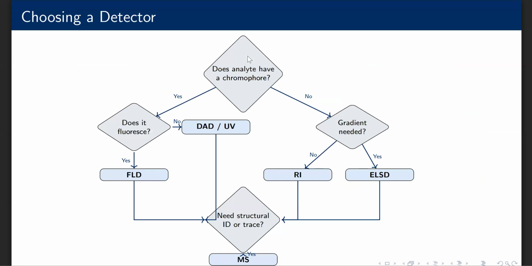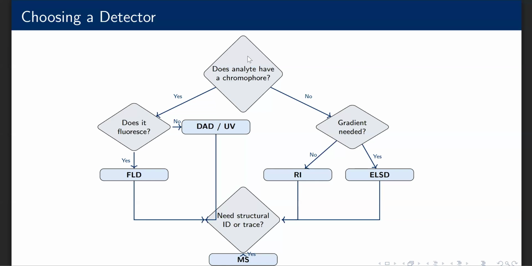So how do I choose a detector? This decision tree guides detector selection. We start at the top. We ask, does the analyte absorb UV or visible light? If yes, we go left and ask whether it also fluoresces. If it fluoresces, choose FLD for maximum sensitivity. If not, choose DAD or UV. This is the most common path and covers the majority of pharmaceutical and environmental analytes.